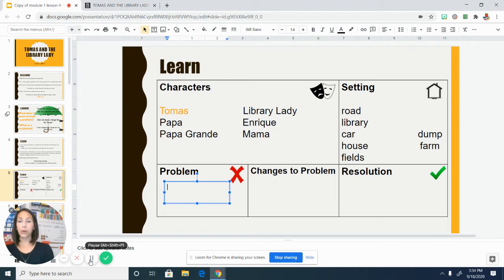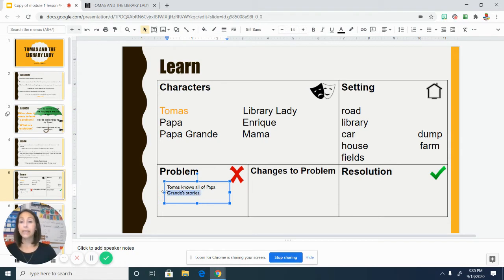All right, so here we are back at our story map. We see the characters that we talked about last week, with Tomas being the main character. We also see the setting that we talked about last week, all the different places where the story took place. And our problem: Tomas knows all of Papa Grande's stories.